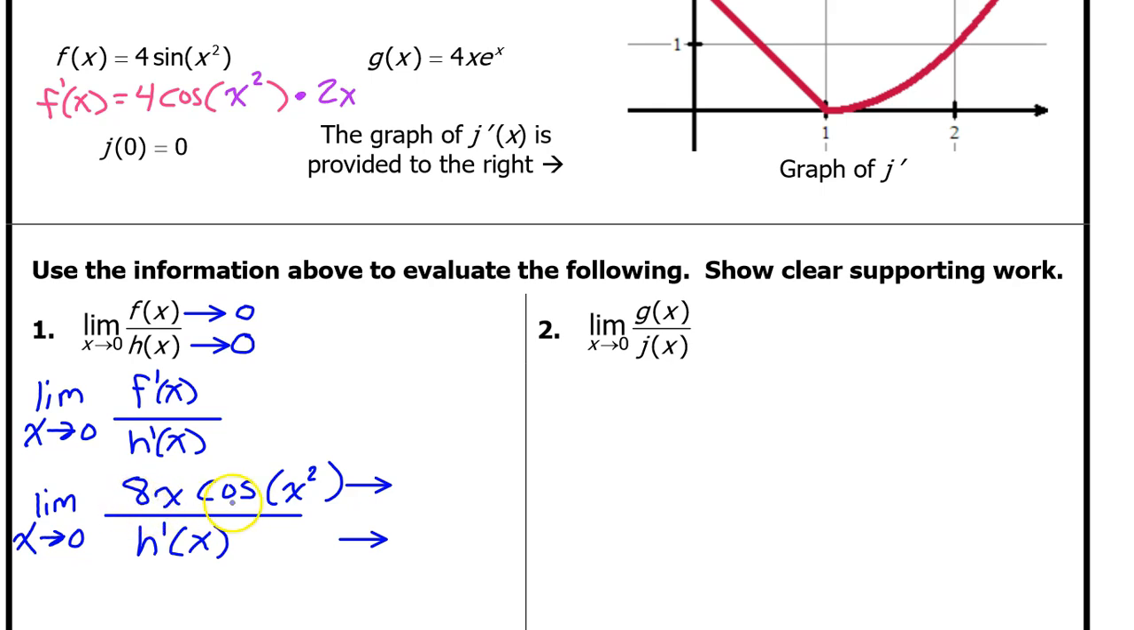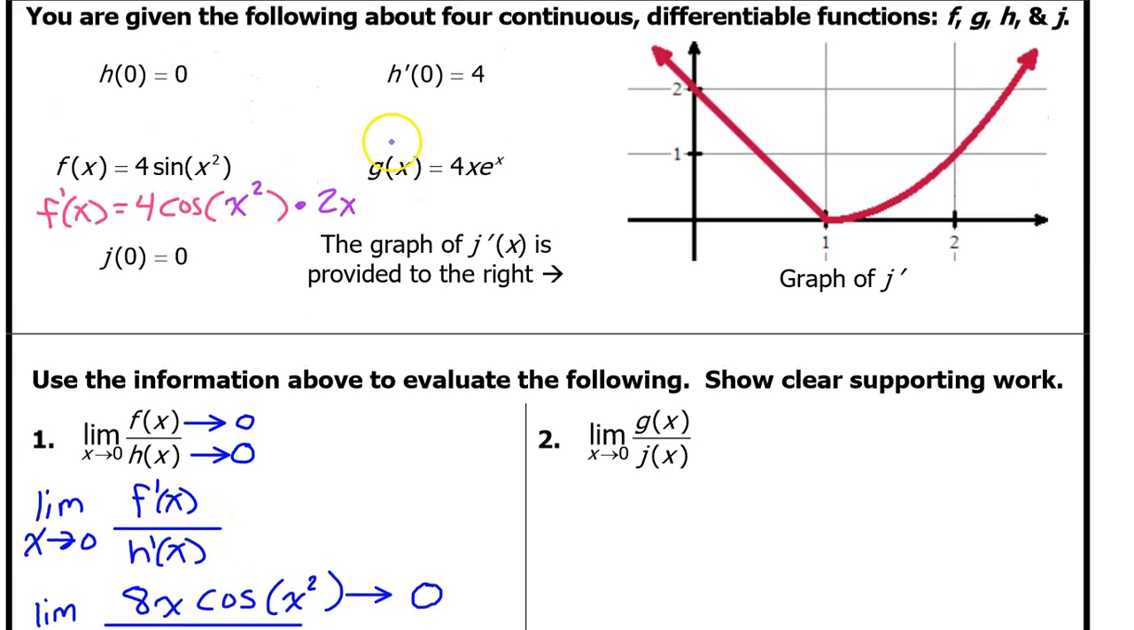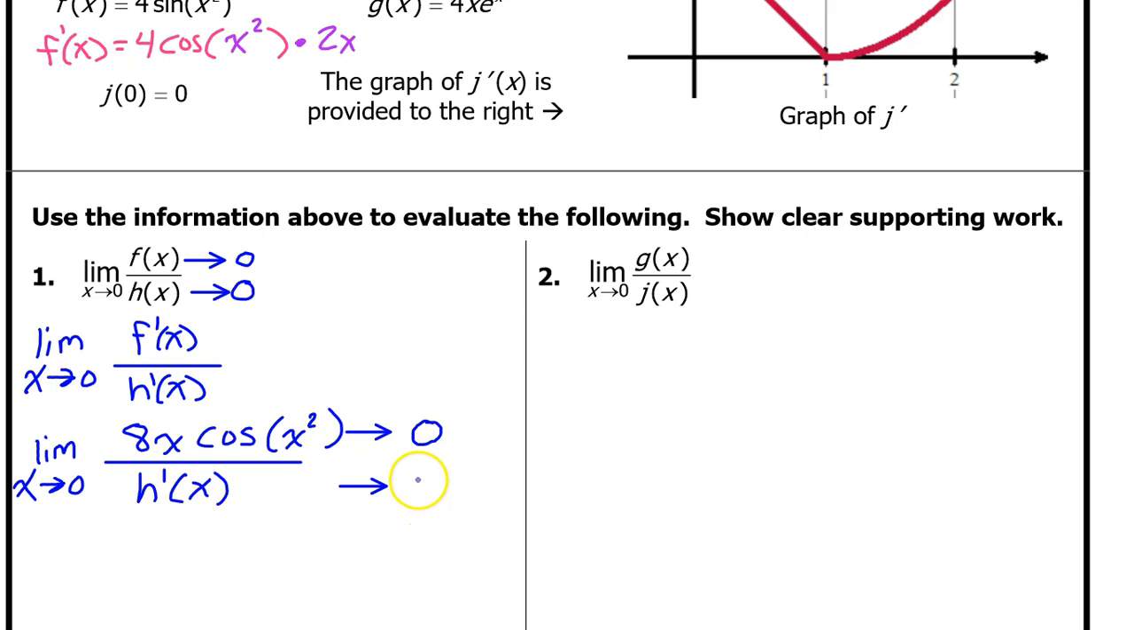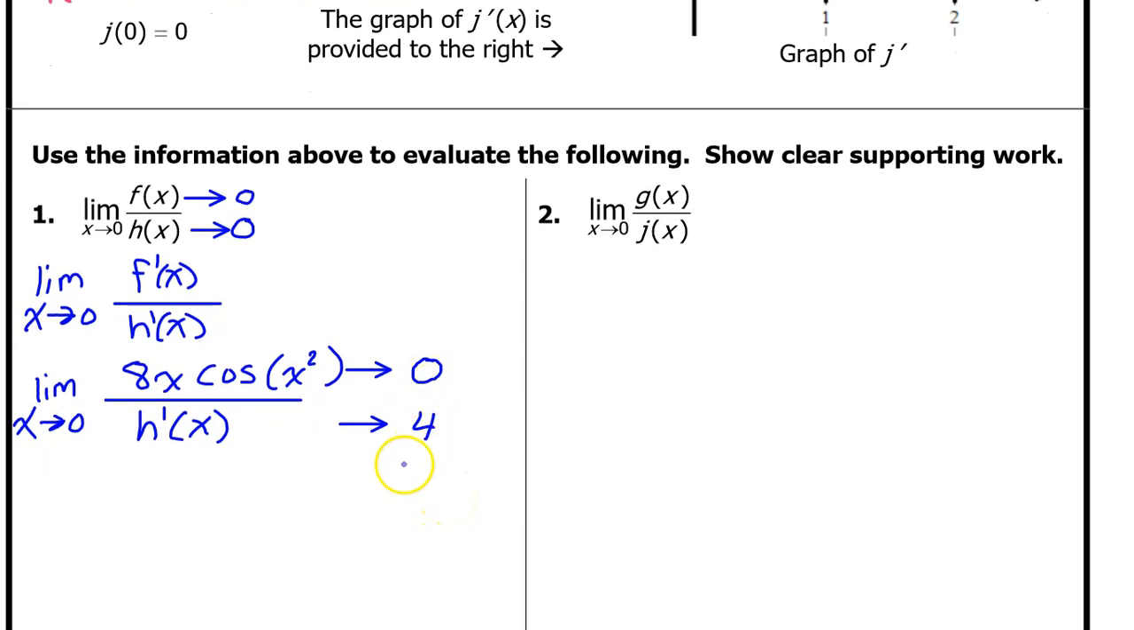Let's see what direct substitution gives now. If we plug in 0 for x right here, then that's going to wipe everything out, and the numerator is approaching 0. But what is h prime at 0? That's another fact that we were given. H prime at 0 is 4. So the denominator is approaching 4. 0 over 4 is simply 0. So that is the limit.